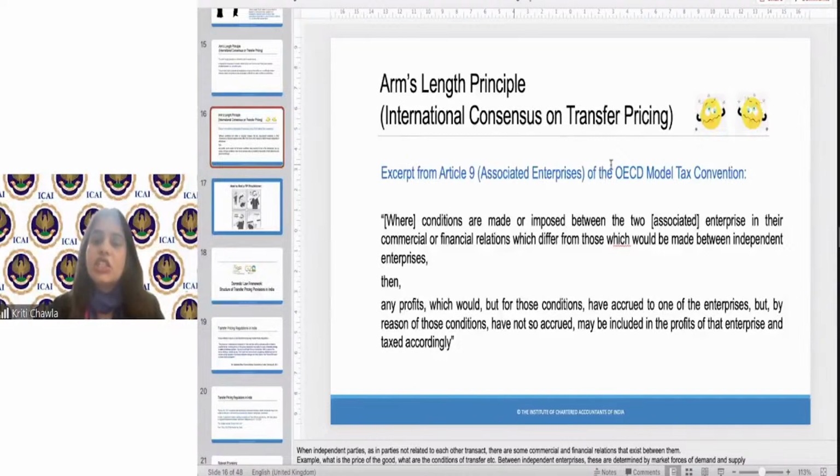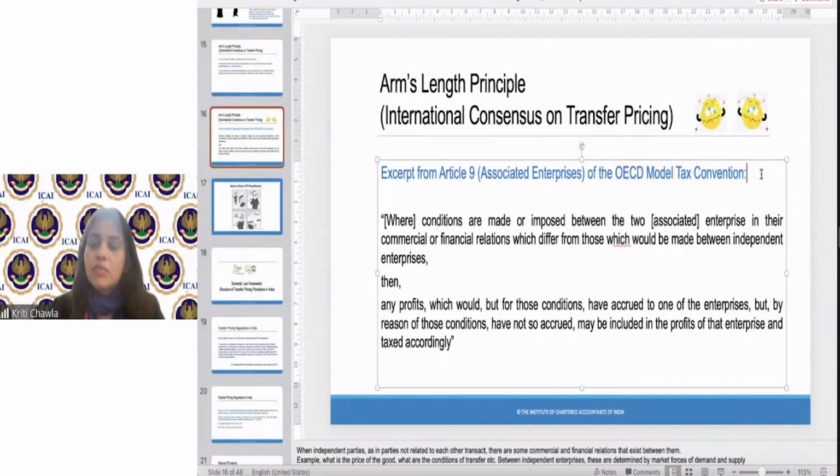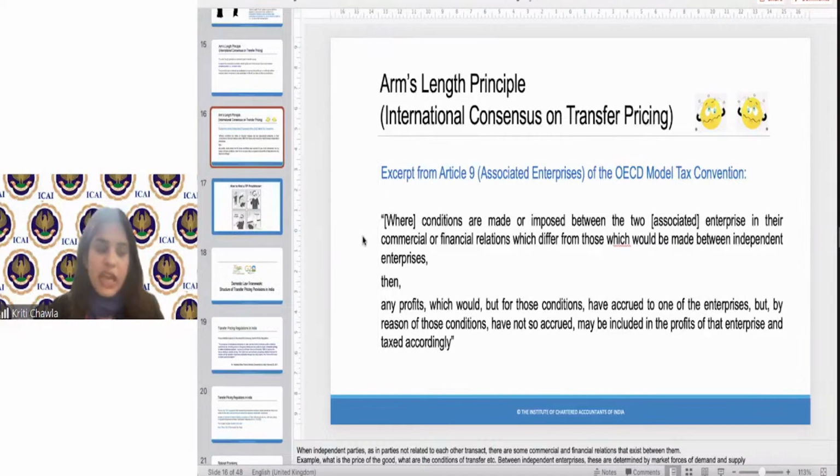The OECD Model Taxation Convention is part of international tax. You must have read this in international tax. So OECD is an intergovernmental organization called the Organization for Economic Cooperation and Development. They have come up with the OECD Model Taxation Convention, which is basically guidelines on how laws are derived. So if there is a double taxation situation, we rely on the OECD Model Taxation Convention.